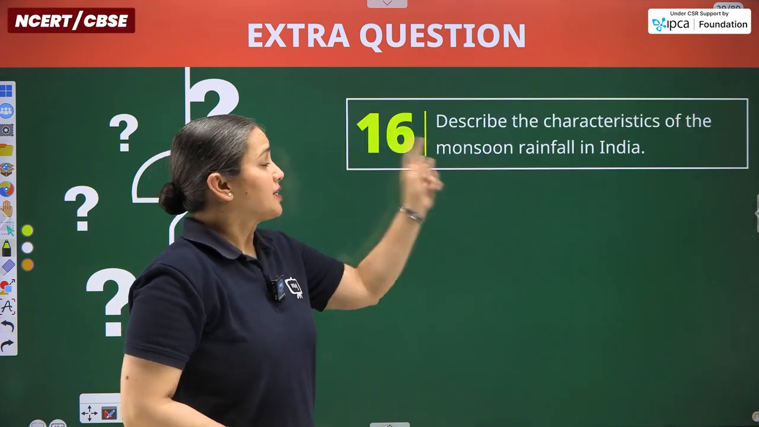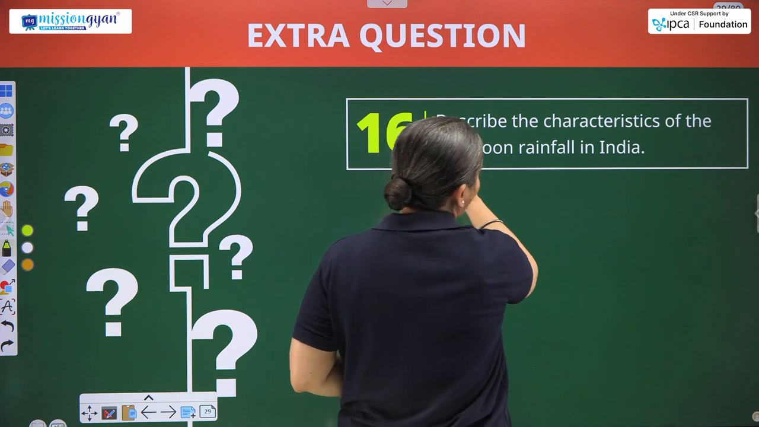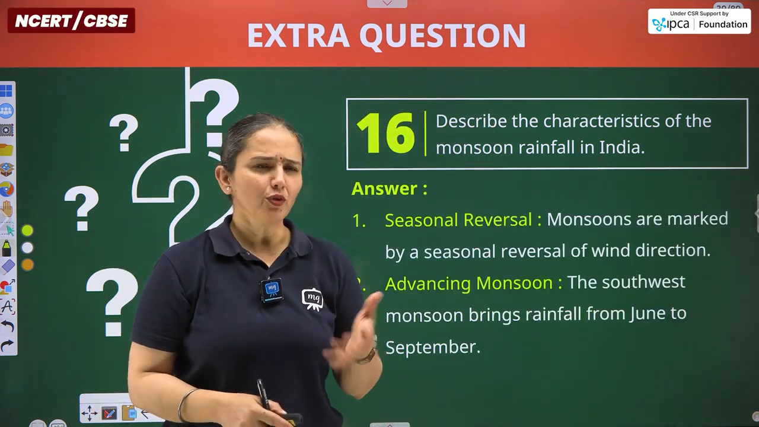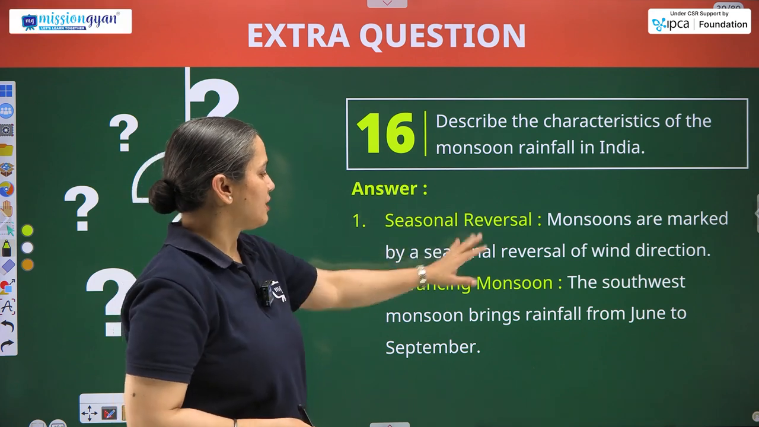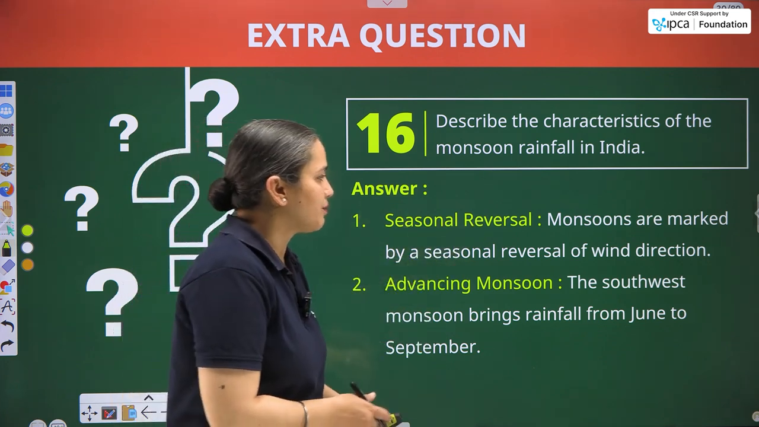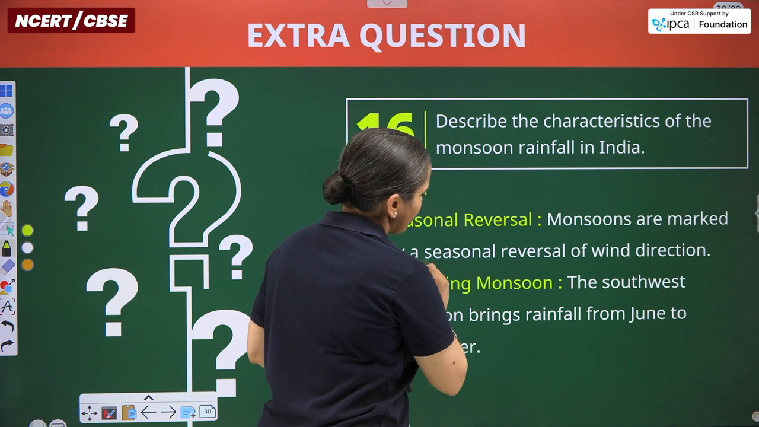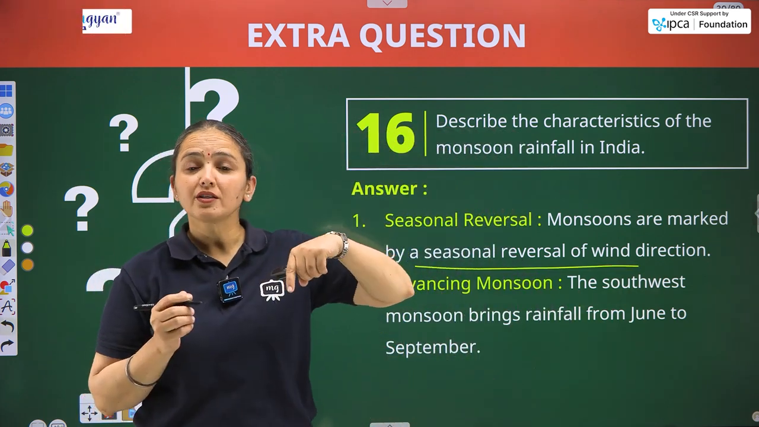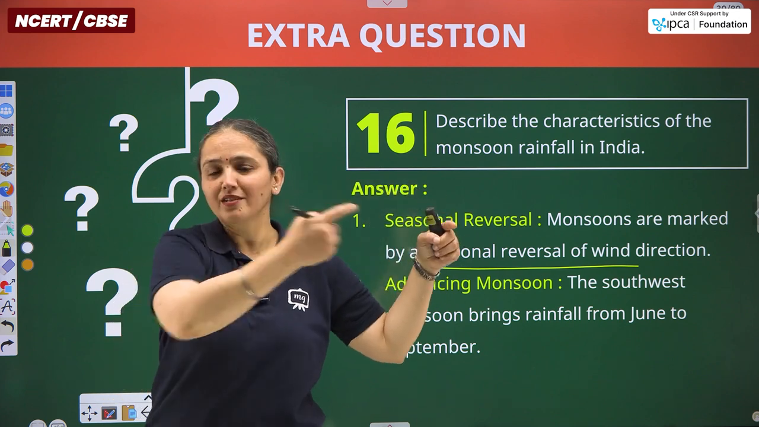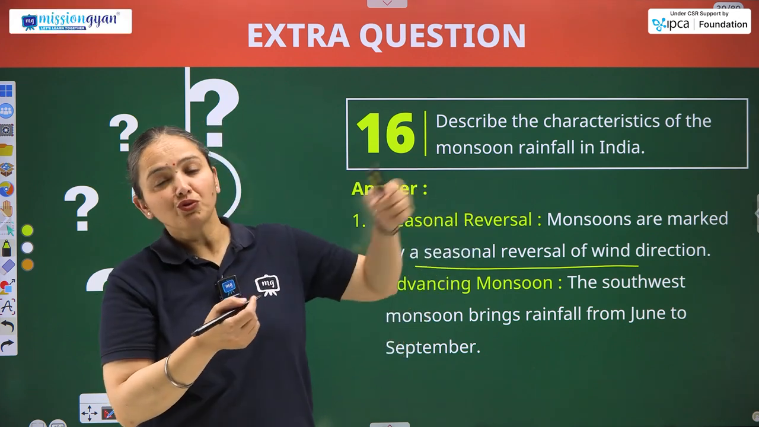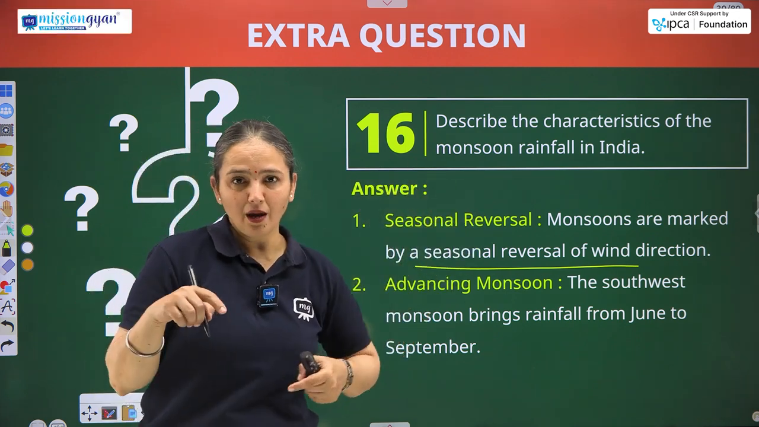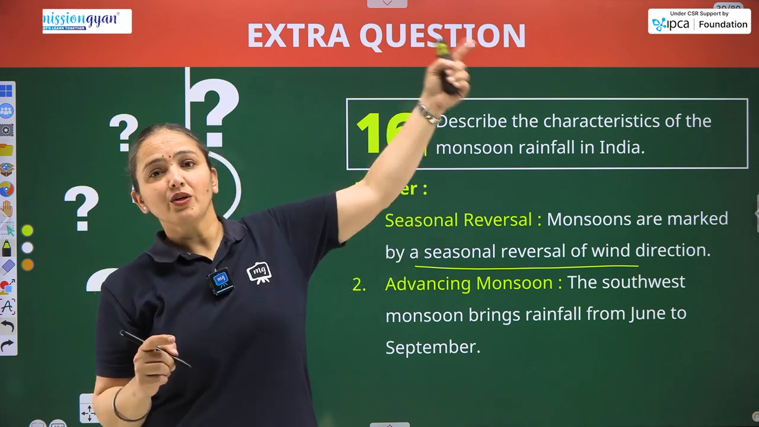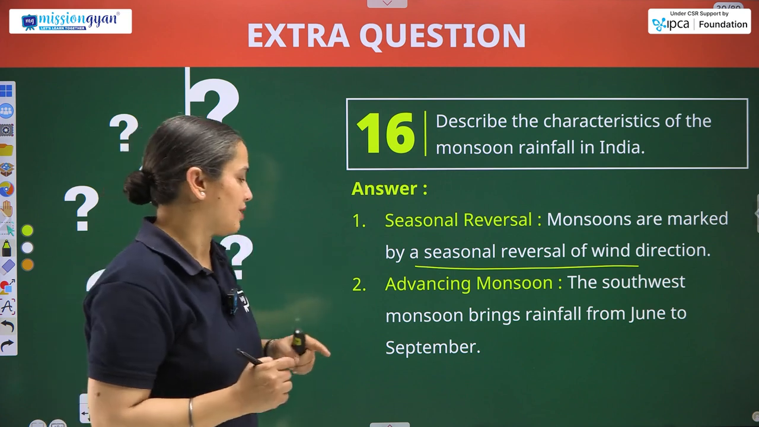Next question: describe the characteristics of the monsoon rainfall in India. We are talking about advancing and retreating, both in common. Seasonal reversal means monsoons are marked by a seasonal reversal of wind direction. At first the monsoon enters with the southwest monsoon winds, and when it retreats, the reversal winds take place. They are the northeast monsoon winds. So the southwest enters and from the northeast it leaves the Indian continent.